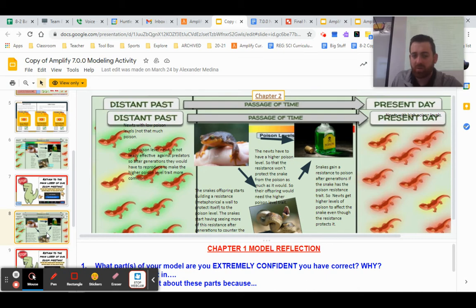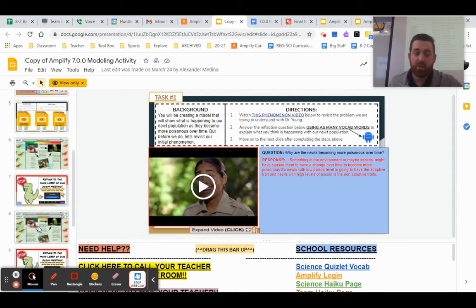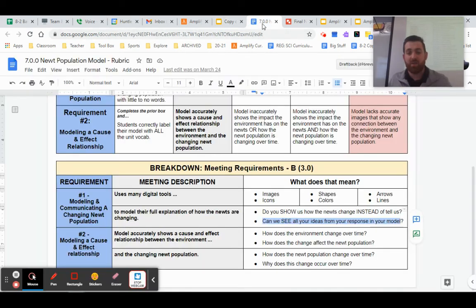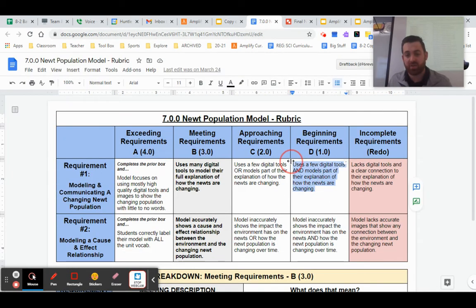So there's a lot going on here that really doesn't make sense. We have things in here that don't match their answer here, and then we have things in here that are very limited in terms of their actual model. So right now, if I were to grade this, I would give this grade. They use very few digital tools, and they only model parts of their explanation, not their whole explanation. So really, they're still at the beginning phase of what's required of them.